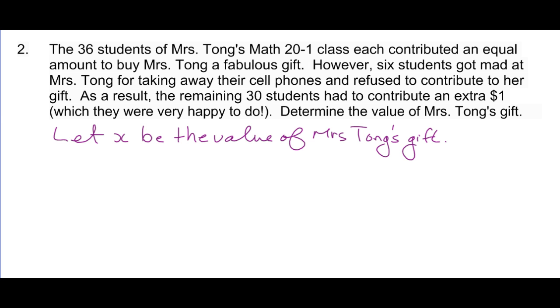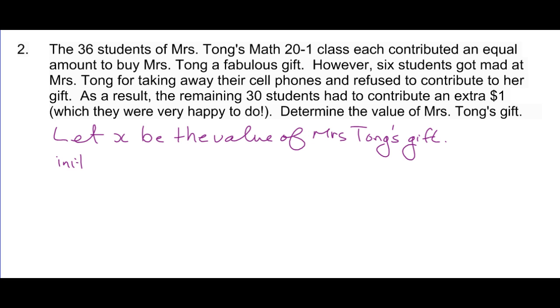So now we need an expression. If the value were, and I'm going to pick a number that's divisible by 36, so if the value were $36, how much did each of the initial students give? $1. If the value were $72, how much did they give? $2. So if the value is x, how much did they give? x divided by 36. If it was $108, then they each had to give $3. So each student initially gave x divided by 36.